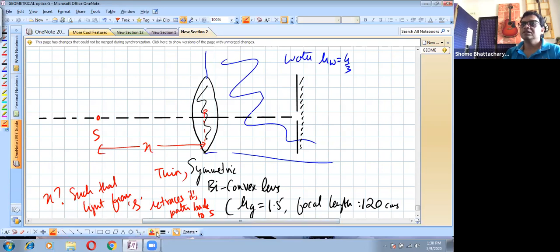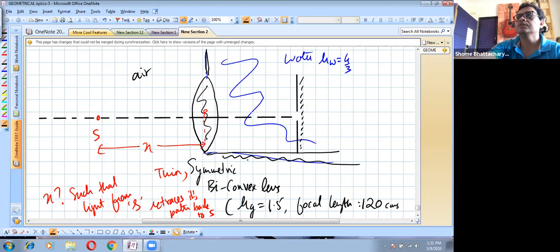And of course, keep in mind on this side you have air. Okay. This side you have air. There's a water tank here. So only on one side of the lens we have water. Now, this is a slightly more calculation heavy type of question. So the concept is very similar to the last one, but it is more calculation heavy. So just try this out.